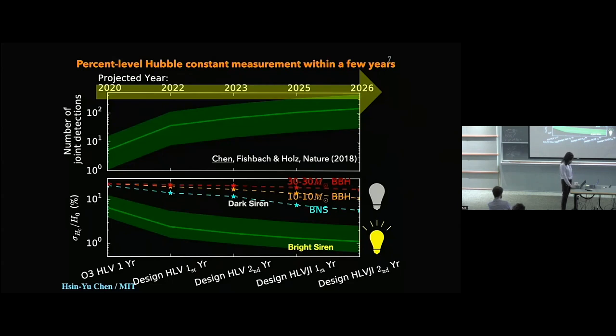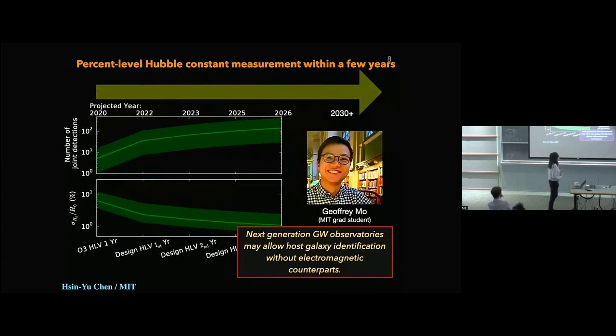If we really want to go for this route of getting rid of the electromagnetic counterpart, as Satya just mentioned, we probably will need to wait a little bit longer for more sensitive detectors, say next generation detectors. There's a project I've been doing with an MIT grad student, Jeffrey Mo. We are trying to ask a very similar question as Satya just showed. We try to ask how many very well localized events do we expect in the next generation of detectors?